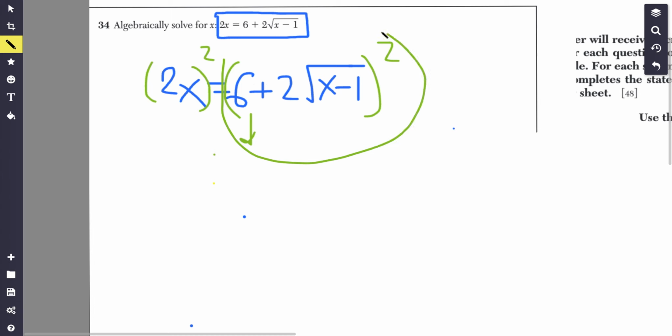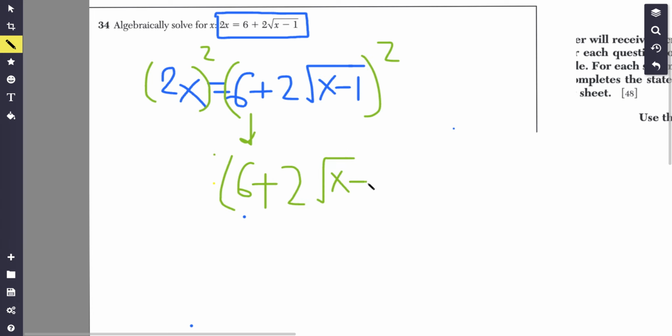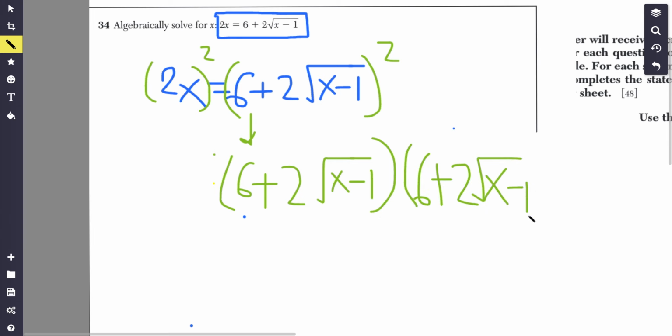This right-hand side of the equation is 6 plus 2 times the square root of x minus 1, squared, meaning that if you actually multiply all of this out, it's going to be even more complicated, because you have 6 plus 2 times the square root of x minus 1, and then it's multiplied by itself again, because it's squared. Now, in order to multiply these two things together, you're going to have to FOIL these two things.